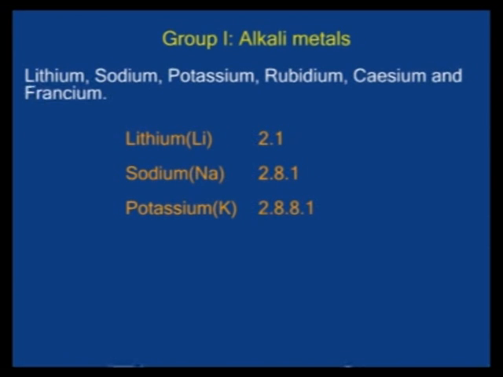The first family of elements we look at are those belonging to group 1. Elements in group 1 are called alkali metals. They include lithium, sodium, potassium, rubidium, cesium, and francium. But in this case, we shall consider only the first 3 elements in this group. Their electron configurations are: lithium has 2,1, sodium has 2,8,1, and potassium has 2,8,8,1.